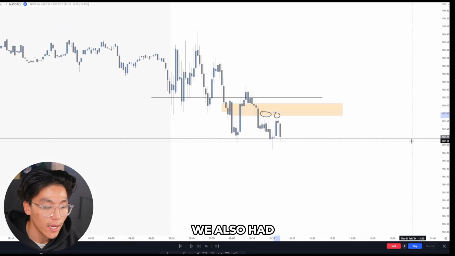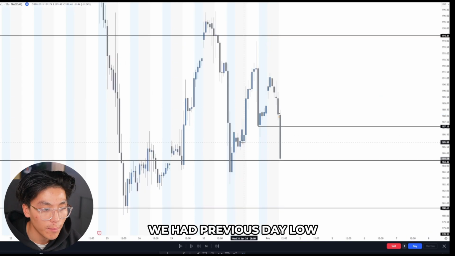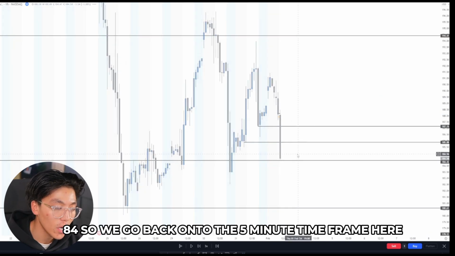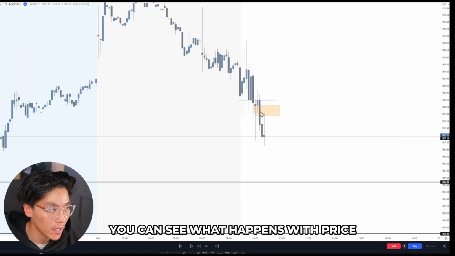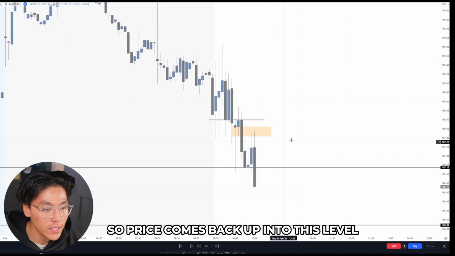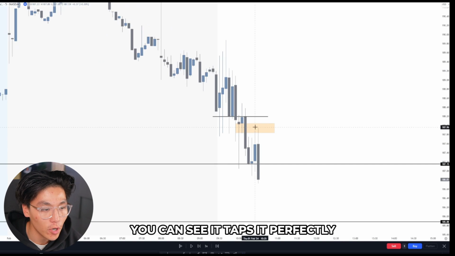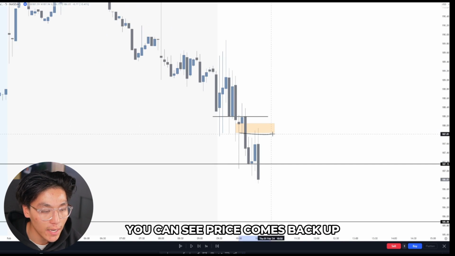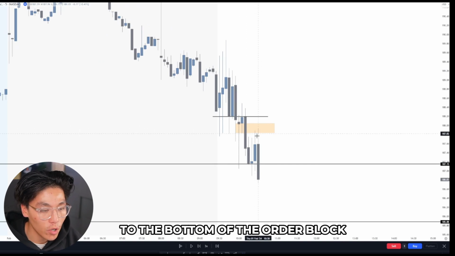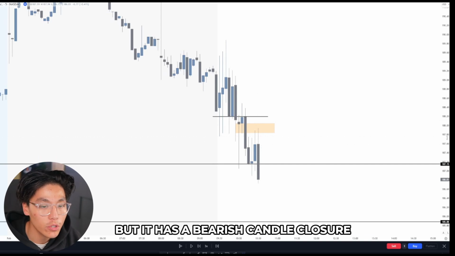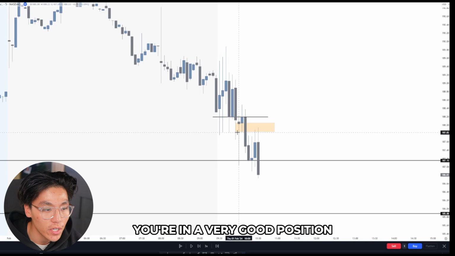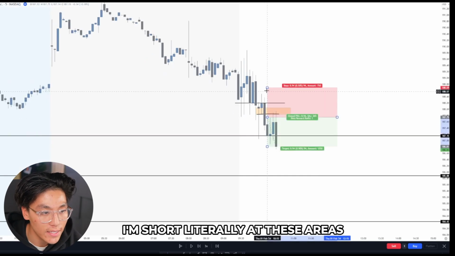We also had higher time frame levels. We had previous day low. We also had 184. So we go back onto the 5-minute time frame here. You can see what happens with price. So price comes back up into this level. You can see it taps it perfectly. You can see price comes back up to the bottom of the order block. It wicks into the order block, but it has a bearish candle closure, so you know you're in a very good position. As you can see, I'm short literally at these areas.